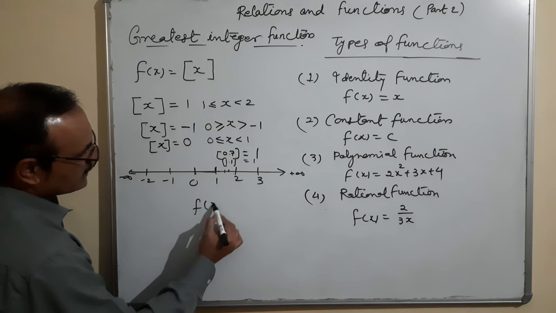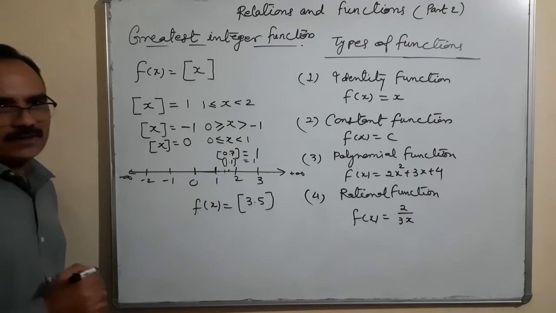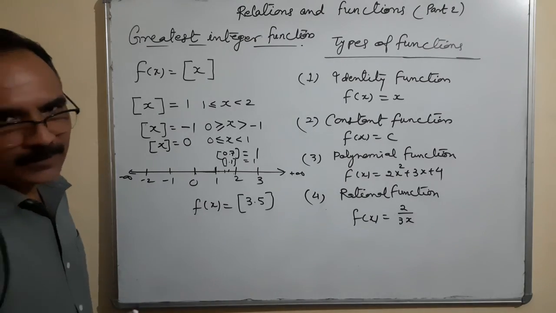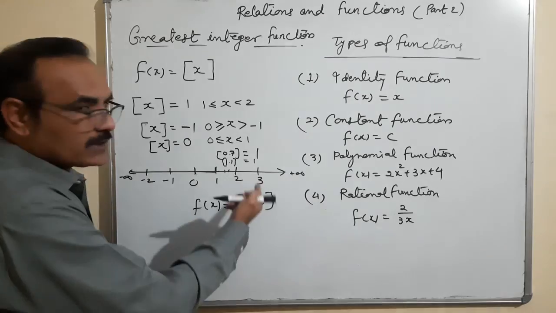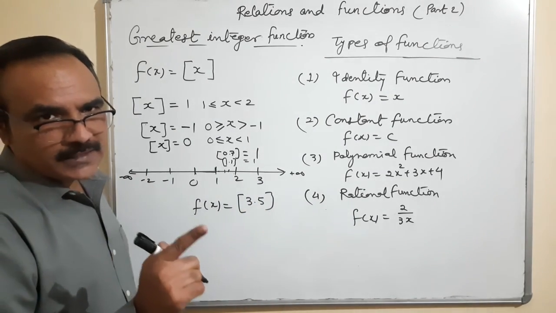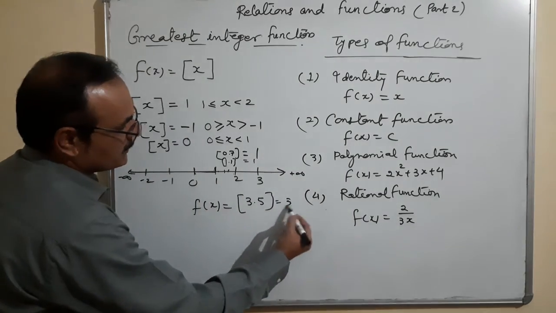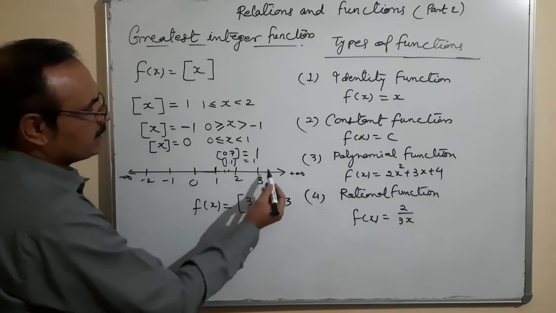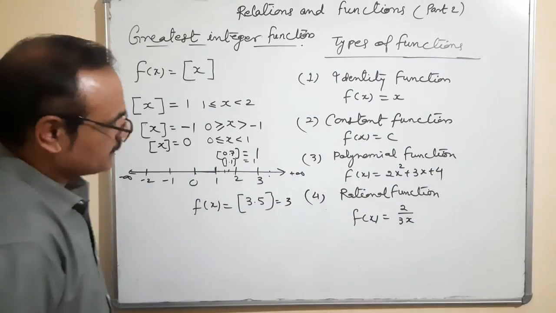Suppose f of x is equal to, it is given 3.5. Simple. What is given? 3.5. Okay. On the number line, what is the integer which is coming on the left hand side of 3.5? Not number, integer. The integer is 3, which comes on the left hand side. 3.5 is here, 3 is coming on the left hand side. So its value is 3.